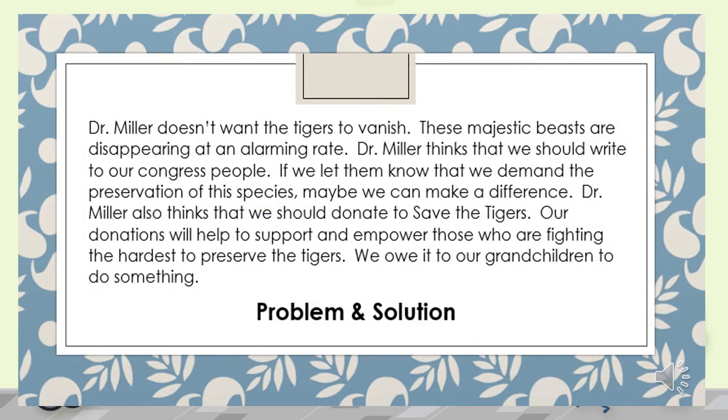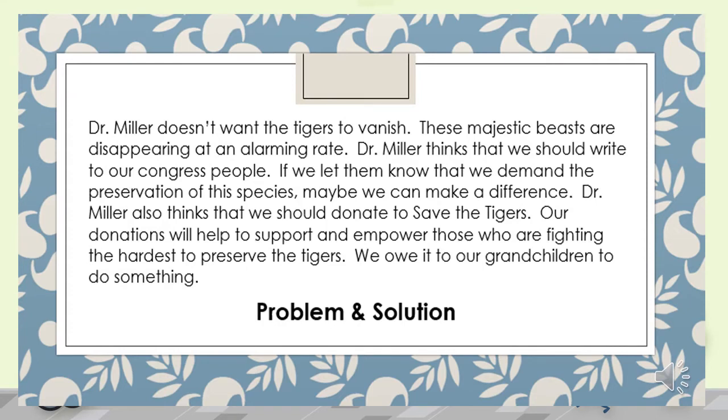Here's an example of a problem and solution text structure. Dr. Miller doesn't want the tigers to vanish. These majestic beasts are disappearing at an alarming rate. Dr. Miller thinks that we should write to our congresspeople. If we let them know that we demand the preservation of this species, maybe we can make a difference. Dr. Miller also thinks that we should donate to save the tigers. Our donations will help to support and empower those who are fighting the hardest to preserve the tigers. We owe it to our grandchildren to do something.